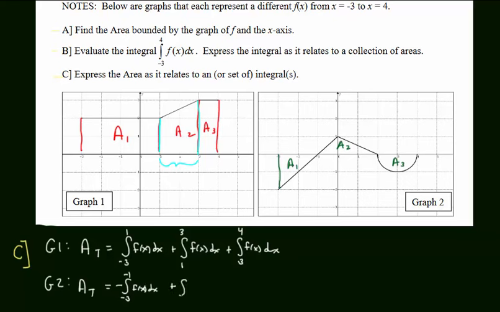Then we're going to add the integral from -1 to 2 of f of x dx. Finally, I need to find the opposite of the integral from 2 to 4 of f of x dx, because the integral from 2 to 4 gives us a negative quantity. This becomes positive. This becomes positive.